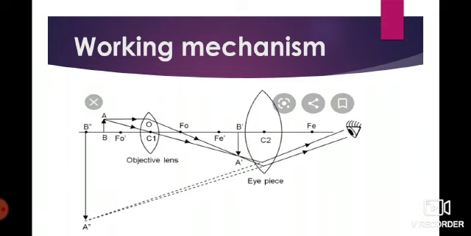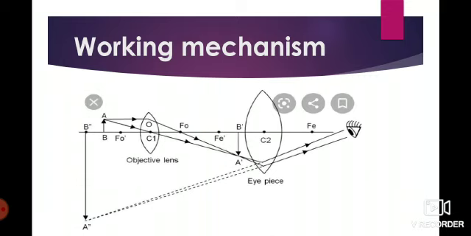Which type of image do we get? Because it is a convex lens, we get a real, inverted and magnified image, that is A dash B dash. In this picture, the real, inverted, magnified image is formed at the other side of the objective lens.